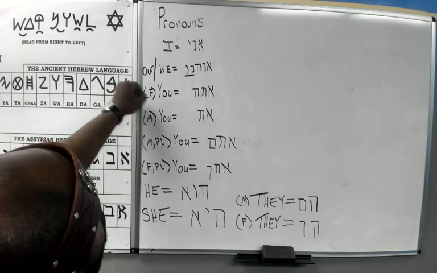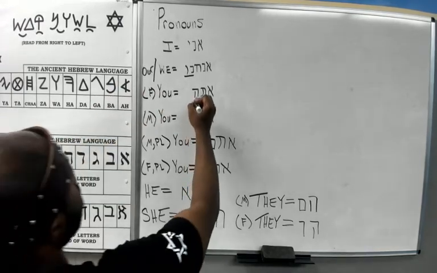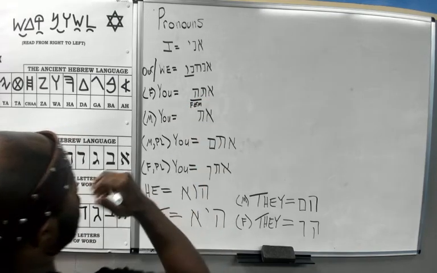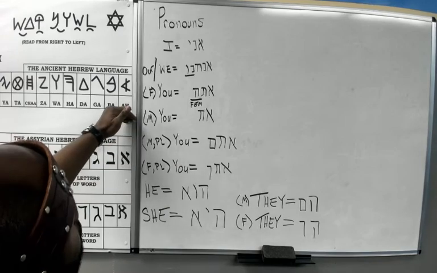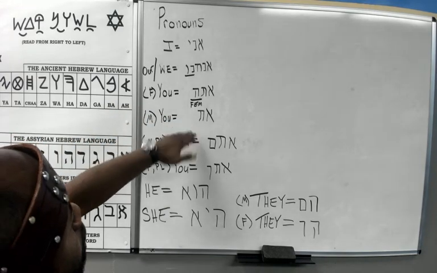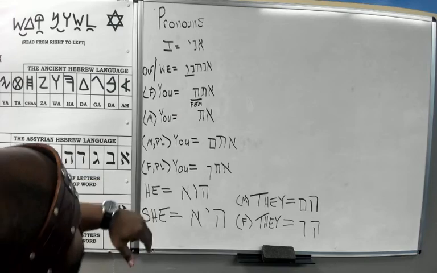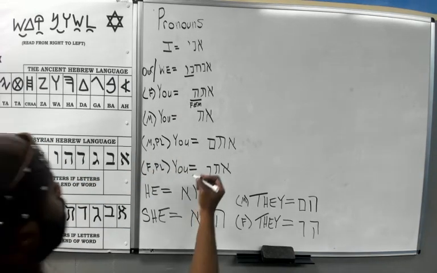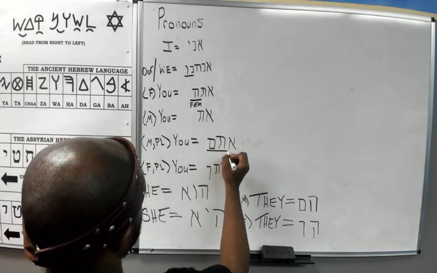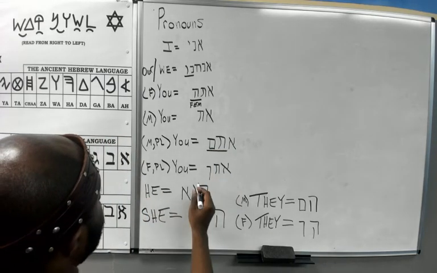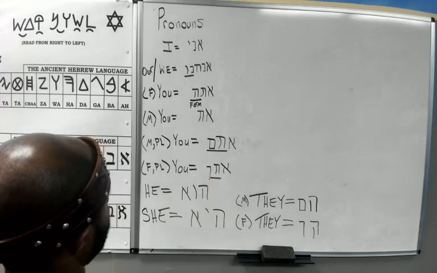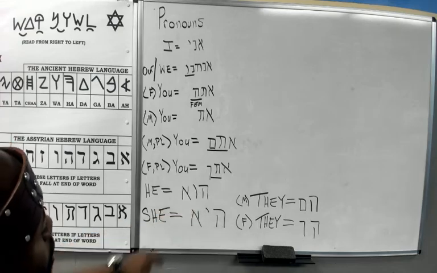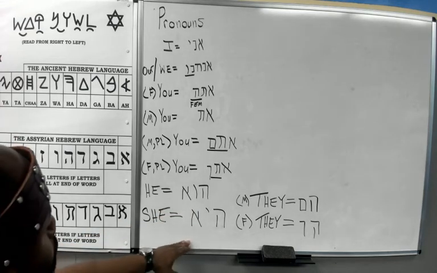We have you, which is Atah with a Ha at the end, which makes it feminine. You masculine is simply Atah without the Ha at the end. Then masculine plural would be Atem, and feminine plural you would be Aten. Then we also have Hawa, which is he, and Haya, which is she.